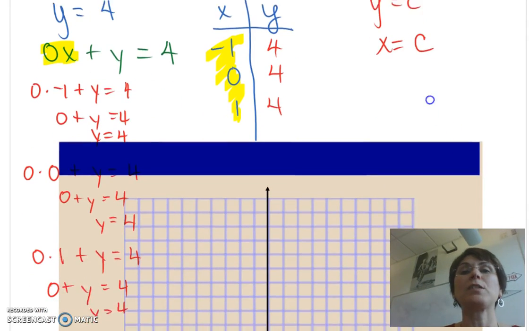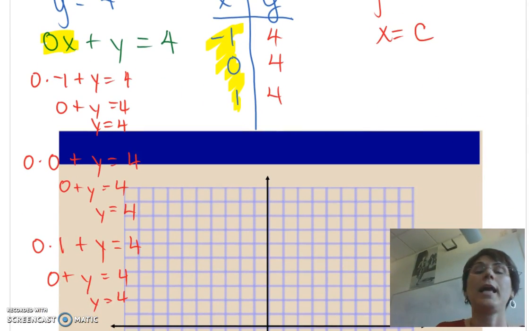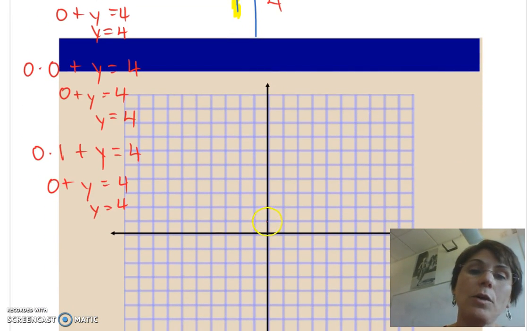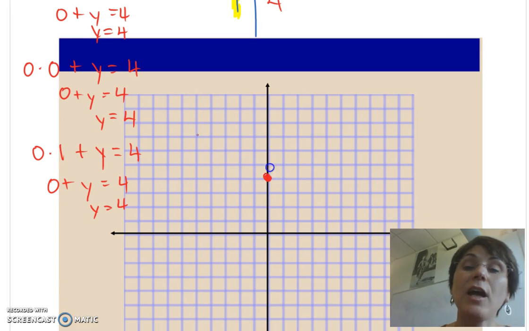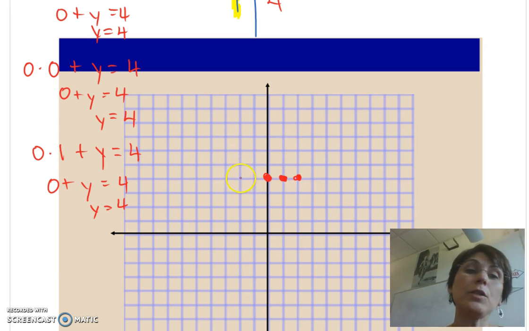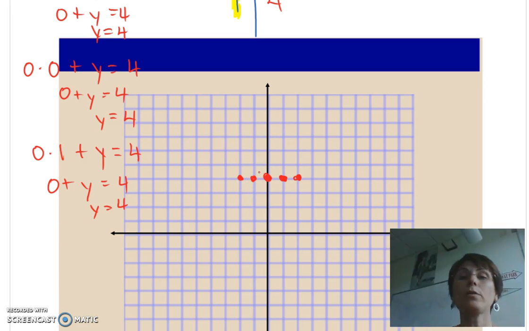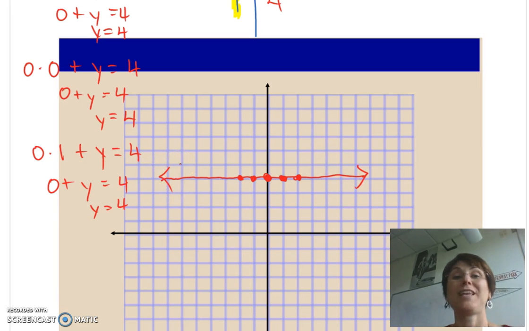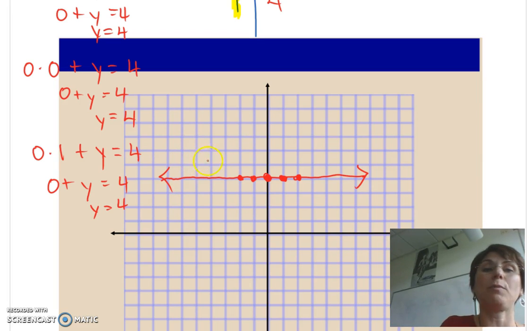And so what my graph is going to look like here is that y will always be 4. So if x is 0, y is 4. 1, 2, 3, 4. So that's actually our y-intercept. And then if x is 1, y is 4. If x is 2, y is 4. If x is -2, y is 4. If x is -1, y is 4. So y equaling 4 is a horizontal line that intersects our y-axis at the y-intercept. And that's what it looks like. So we're just going to label this y equals 4.